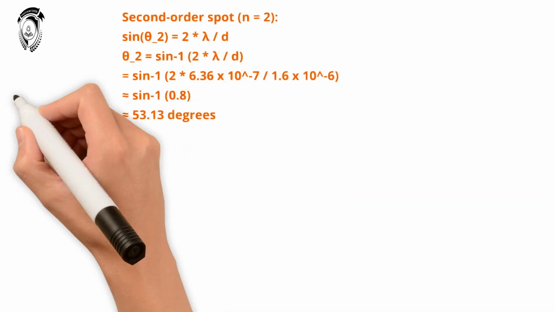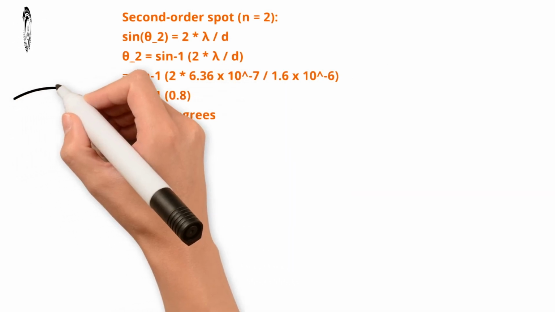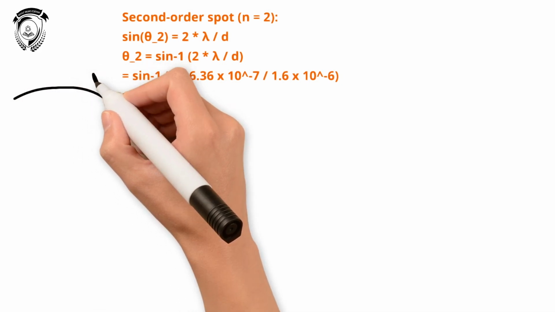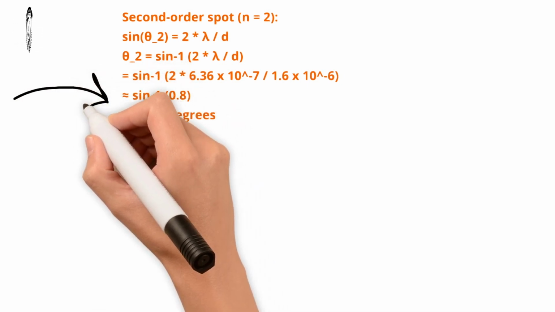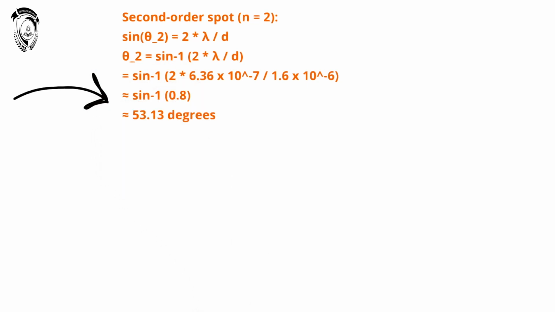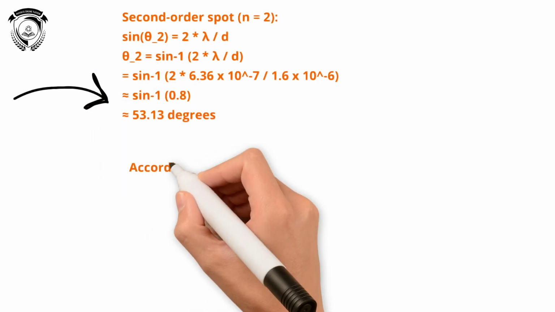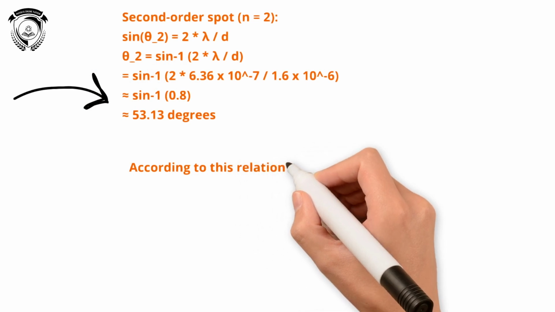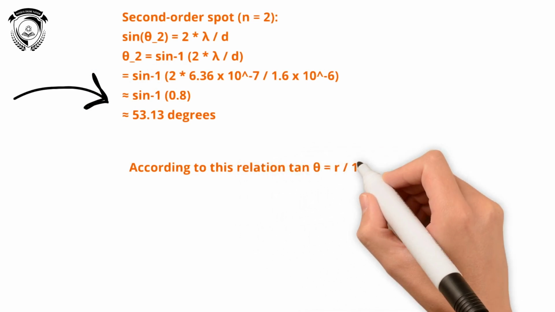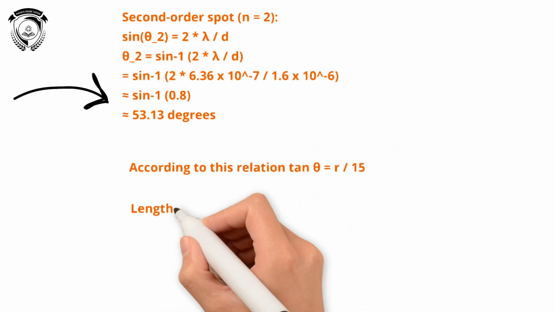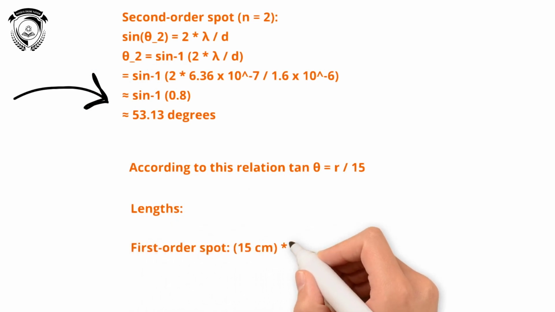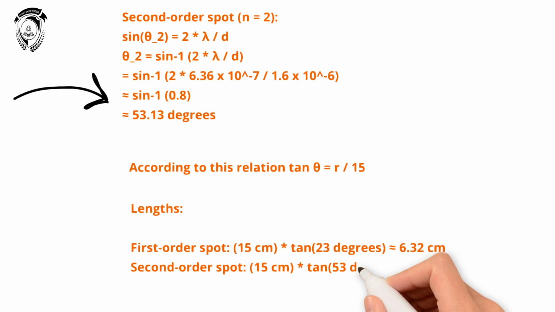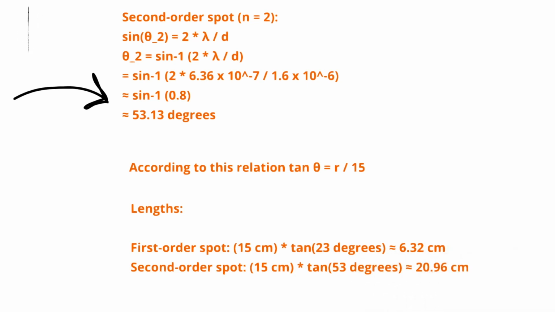According to the relation, tan theta is equal to r over 15. That is the distance from the disk to the screen. So tan theta is equal to r over 15, and what is 15? It is the distance from the central point to the top of the screen, which has a diameter of about 30 centimeters. So the radius will be half of 30, which is 15. That's why we say tan theta is equal to r over 15.